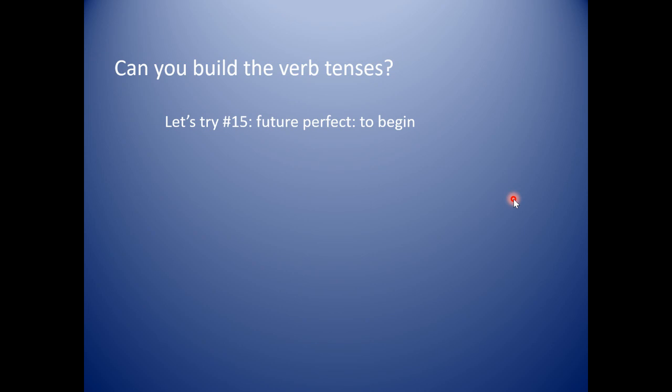If you try number 15 on your worksheet, if I said the future perfect, well, let's just be creative with it. We know perfect is the word have or has, future is the word will, and then we have begin. So future is will, have or has, and then begin. But remember, the perfect form always requires us to use the en form. So we go begin, began, begun. And so we'd say, I will have begun. All right, try a couple of those other ones just to see how well you can do with building verb tenses.